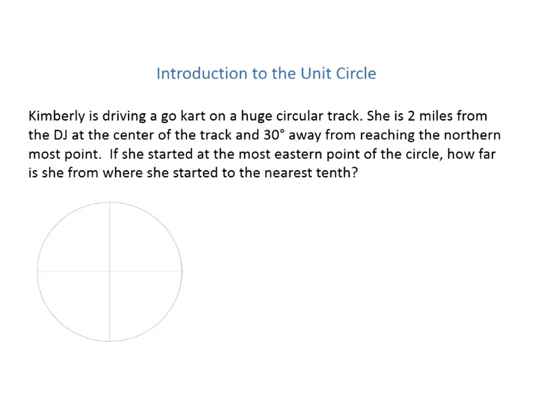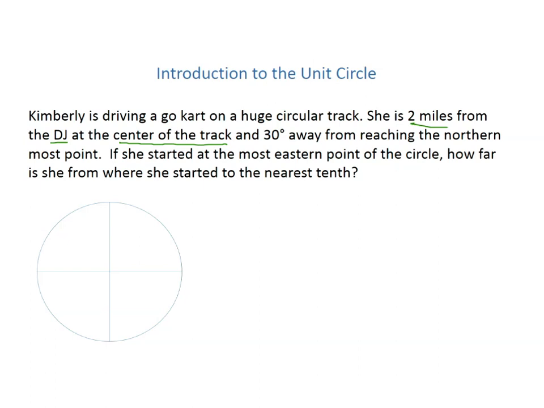Do a little problem solving. Kimberly is driving a go-kart on a huge circular track. She is 2 miles from the DJ at the center of the track. So let's put that information in first. 2 miles from the DJ.